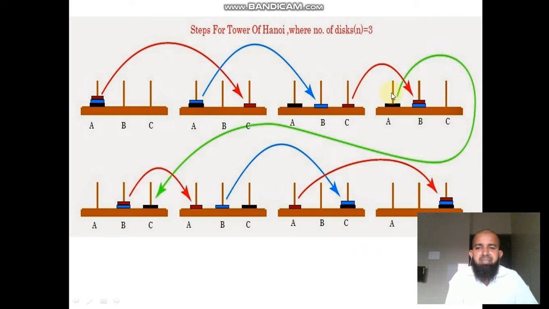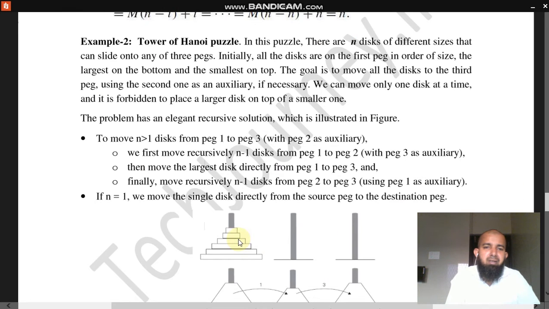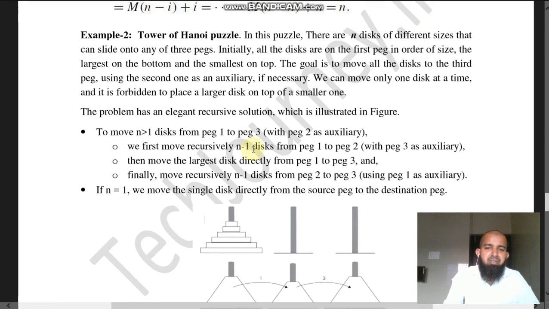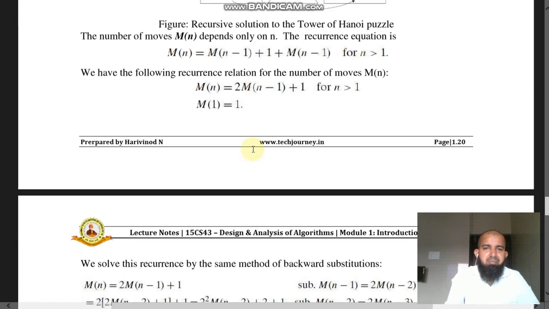1, 2, 3, 4, 5, 6, 7. Okay, 7 moves are there. So it depends upon the n value. If n equal to 4, there are many moves. The number of moves M of n depends only on n.